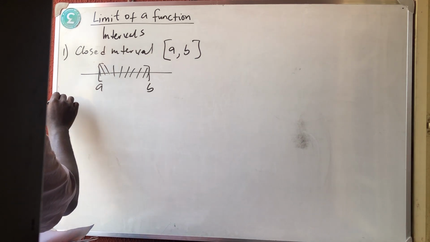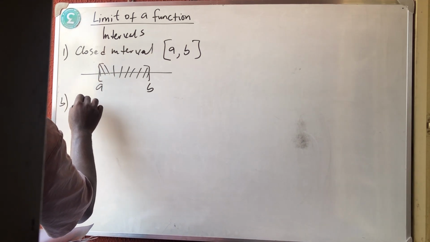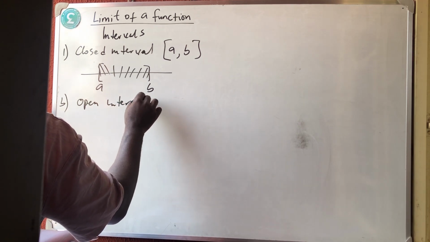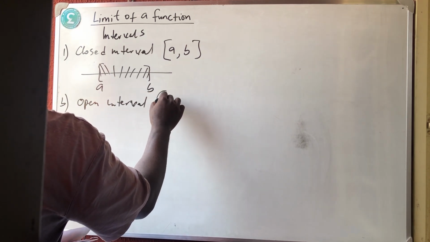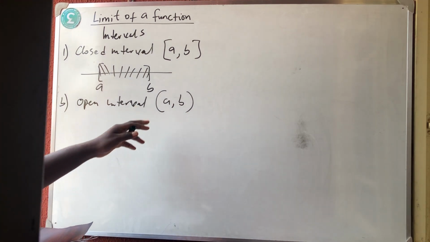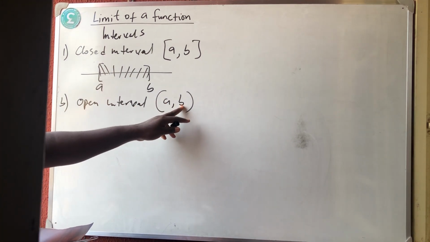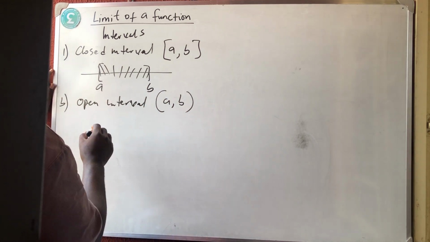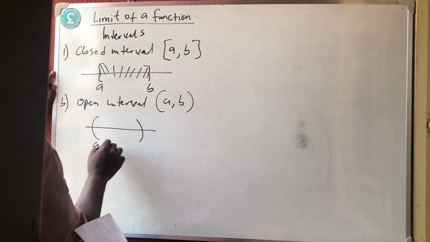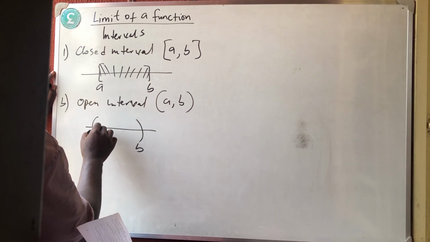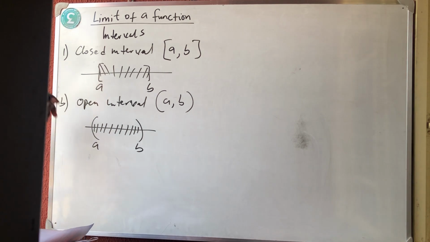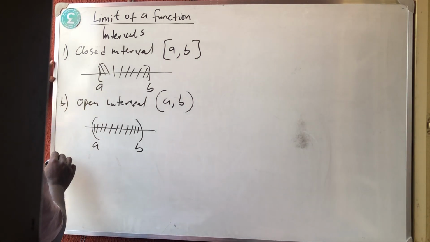But the next one you need to know is the open interval. For the open interval, it's being represented like this. Open interval means that A and B are not involved, but everything in between A and B is involved. So I have this, this is my A and B. The only things involved are just the things inside A and B.